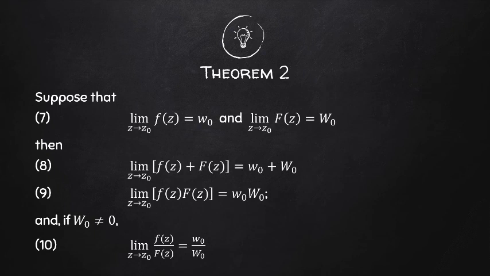This theorem can be proved directly by using the definition of the limit of a function of a complex variable. But with the aid of Theorem 1, it follows almost immediately from theorems on limits of real-valued functions of two real variables.